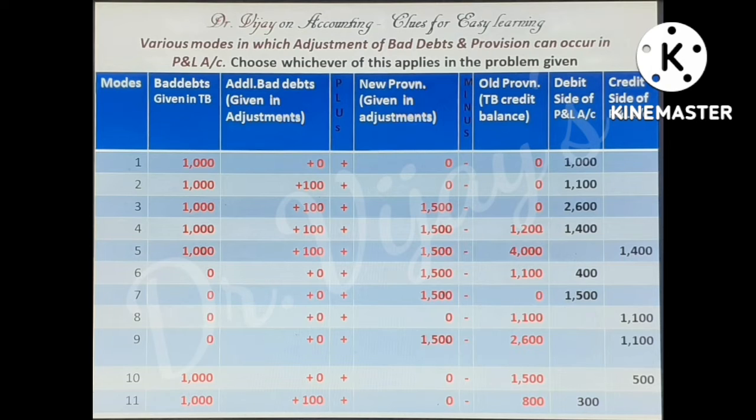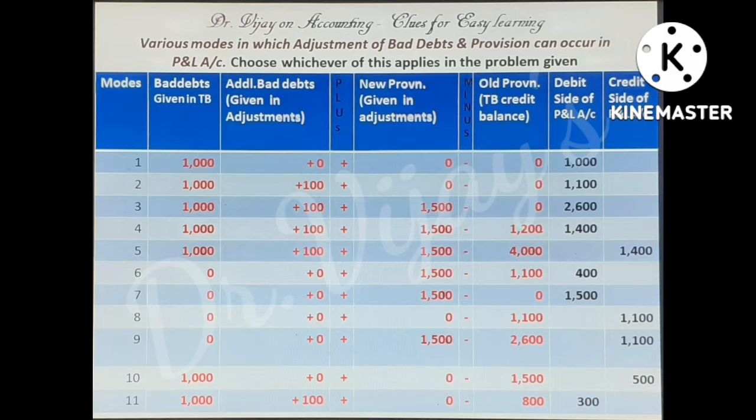Number two, bad debts written off during the period, shown in the trial balance along with debit balances. Plus, there may be additional bad debts stated in adjustments. The third element is new provision required. It is given along with the adjustments as a certain percentage of sundry debtors.